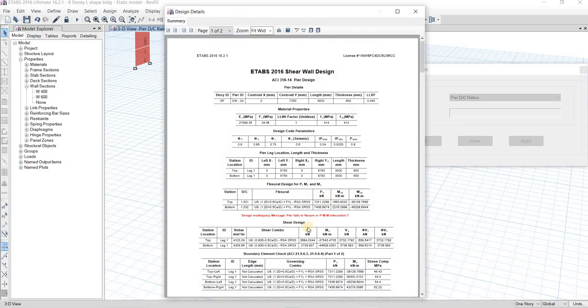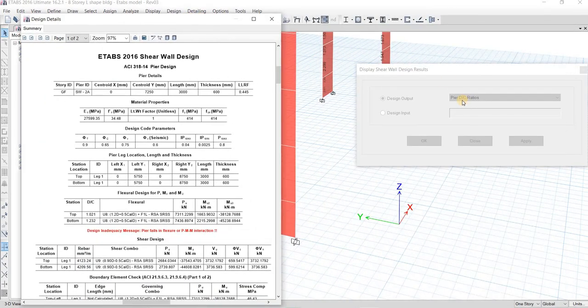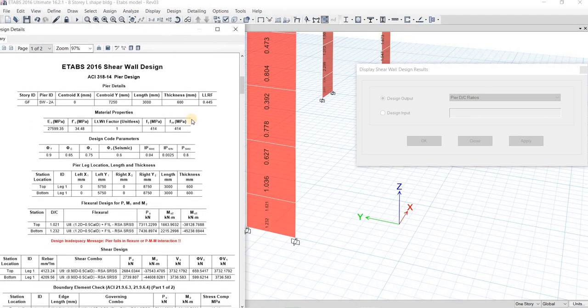So in our discussion, when I say DCR, that is demand capacity ratio. The DCR is above 1, that is 1.2 for this pier. So that's why it will give you failed PMM interaction or flexure. So what to do as per the discussion, you have to add the rebar or increase the capacity. How to increase the capacity? You can increase the thickness or the length.